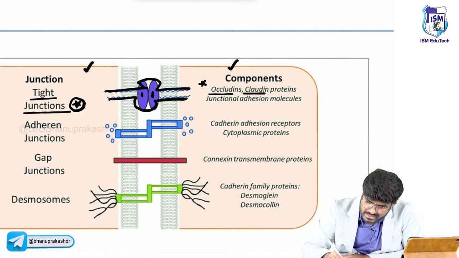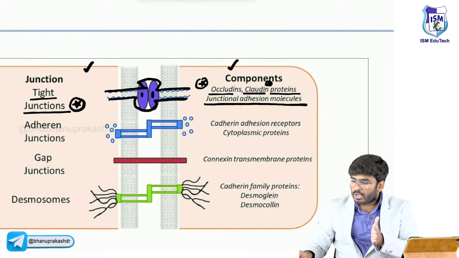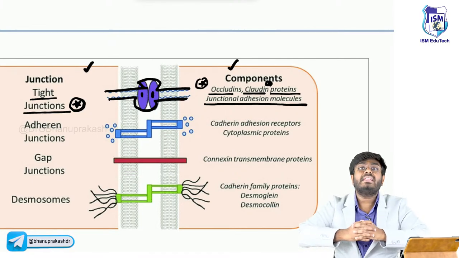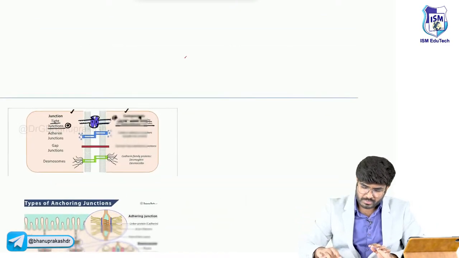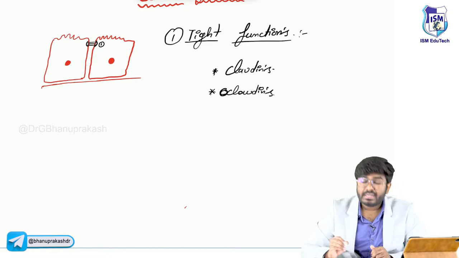Claudin and occludin, these are the proteins. Claudin and occludin, these are the junctional proteins, junctional adhesion molecules. Junction means a cellular junction. So claudins and occludins are the junctional adhesion molecules. They will tightly bind one cell with the other cell. Tightly. Important MCQ: tight junctions are formed by claudins and occludins. So claudins and occludins form the tight junctions.